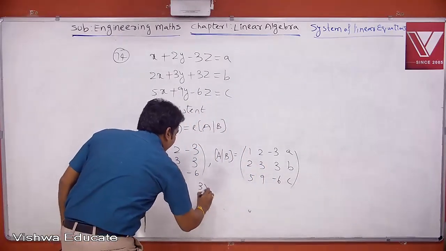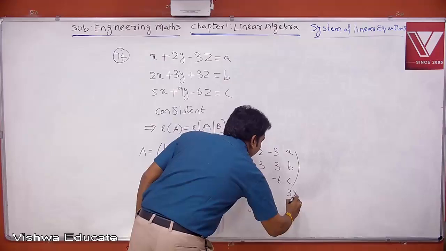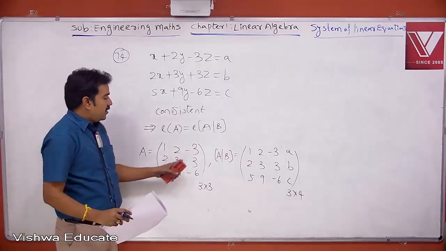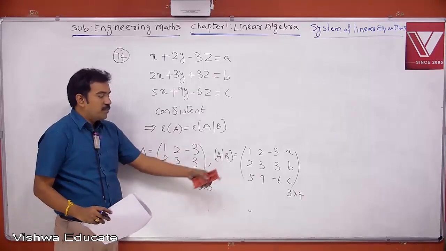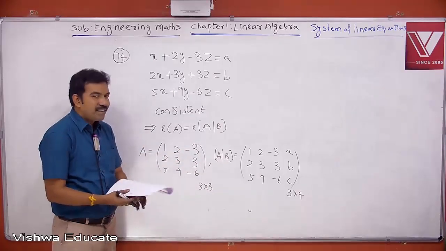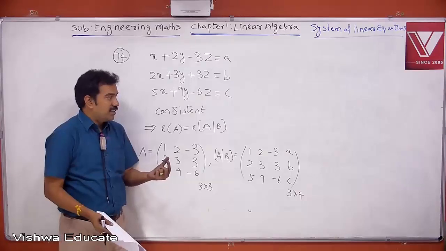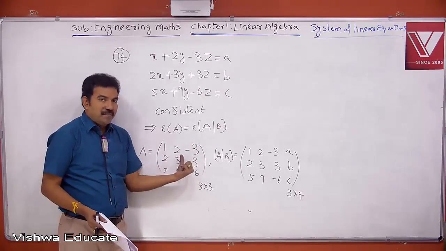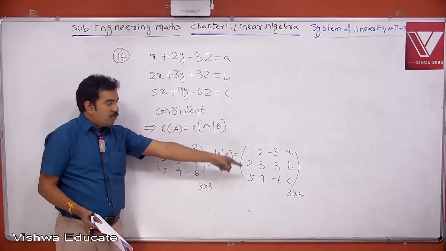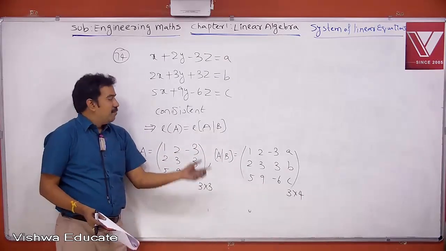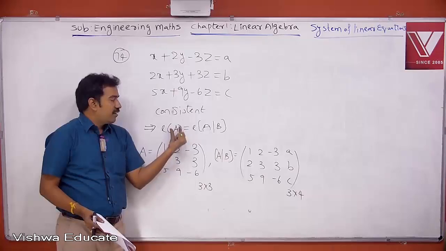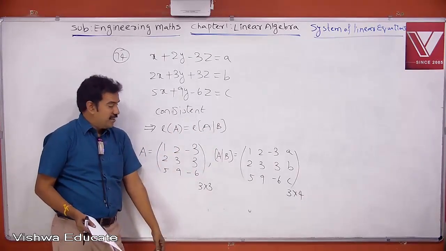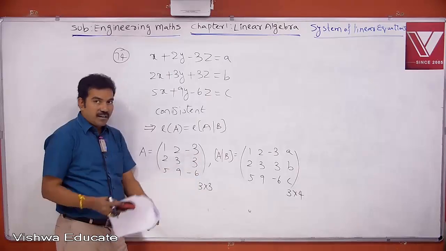Therefore, this is a 3 by 3 matrix and this is a 3 by 4 matrix. Now, to get the consistency case, rank of A must be equal to rank of A|B. One interesting point in this question is, in matrix A, all numbers are given. In the augmented matrix, we don't know the values of a, b, c. But since it is given that it is consistent, rank of A should be equal to rank of A|B.